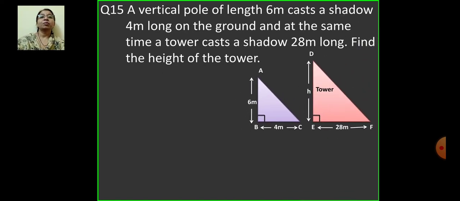Now question number 15. A vertical pole of length 6 meter casts a shadow 4 meter long on the ground, and at the same time a tower casts a shadow 28 meter long. Find the height of the tower.